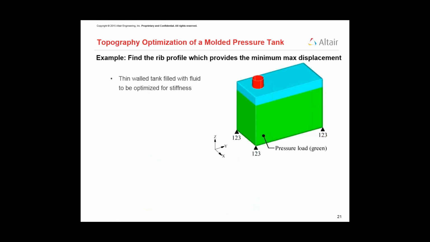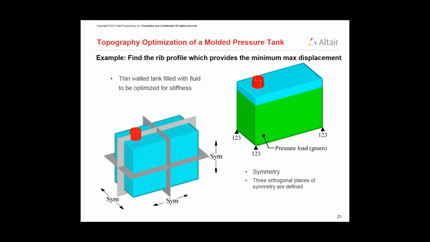So interestingly enough, in this case, this is a real-world example. We take a thin-walled tank with a fluid, we want to make it as stiff as possible. And in this case, we're going to establish some symmetries. So we talked about manufacturing constraints where we can specify how we're going to manufacture it and allow the optimization to provide us a part that can be manufactured.